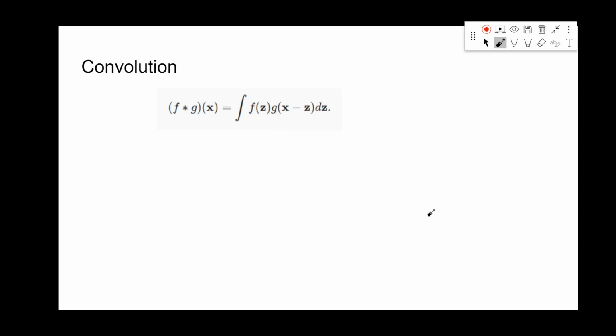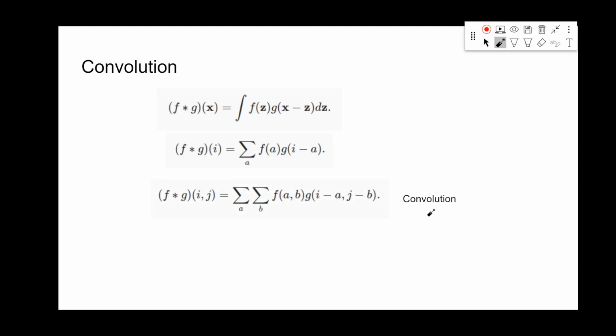So this is written in a discrete form. If we try to discretize the integral here, you will get this formula: f of a and g of i minus a, and do the summation to get the convolution. And if it's two-dimensional, you will get this one. This is the same, just we do the two-dimensional integration here.